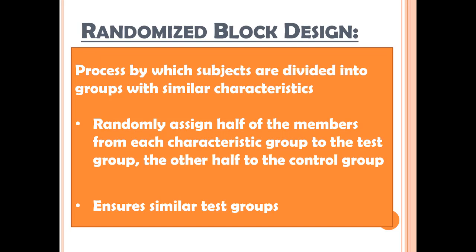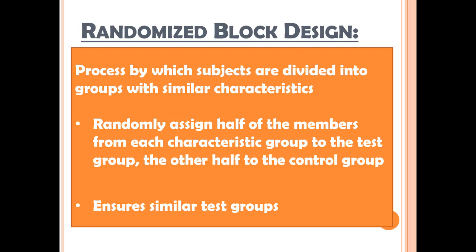So, thinking back to that last example, what would have been better is if we had said, here's our 50 men, here's our 50 women, let's randomly assign half of the men to the test group, and let's randomly assign half of the women to the test group, and then that way our test group would be made up of 25 men and 25 women, and our control group would be made up of 25 men and 25 women. But they would still be randomly chosen.